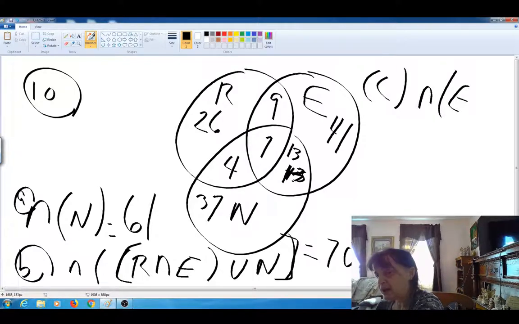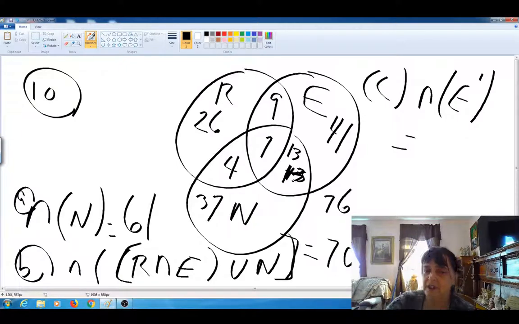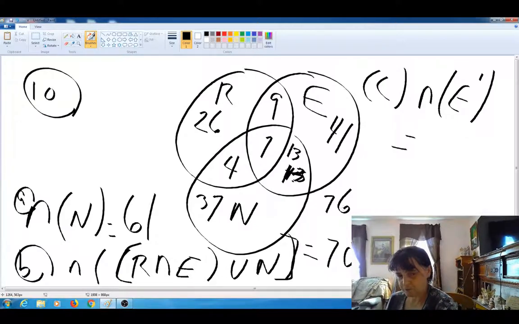Number in E prime. Okay. Oh, 76 goes outside here. E prime is everything in the Venn diagram but eliminate E. 26 plus 4 plus 37 plus 76. 26 plus 4 plus 37 plus 76 is 143.